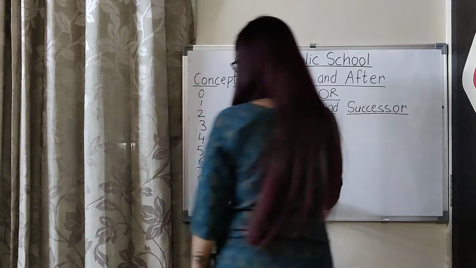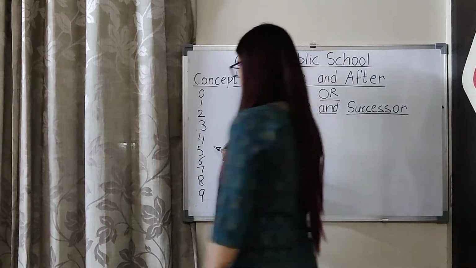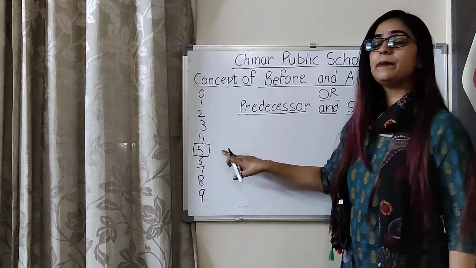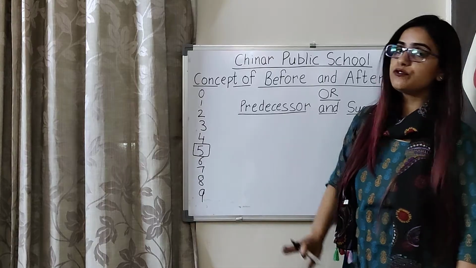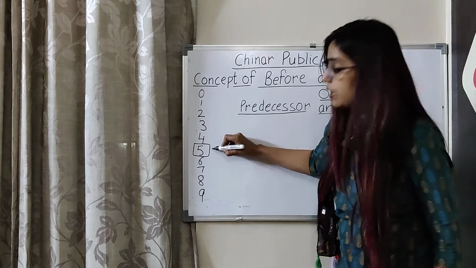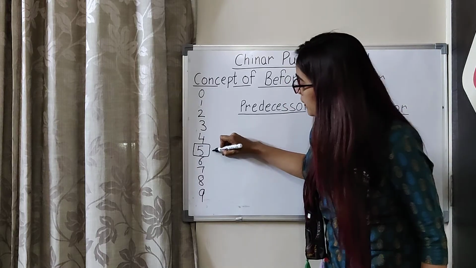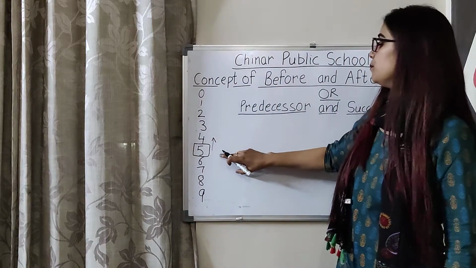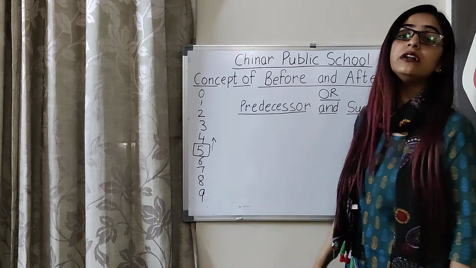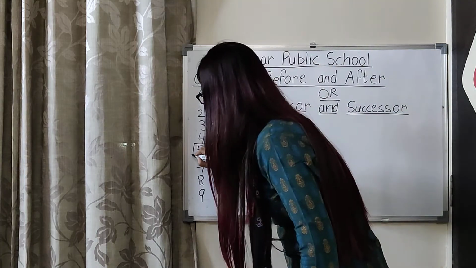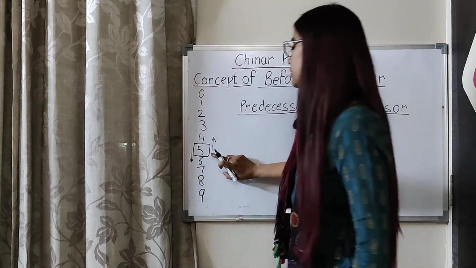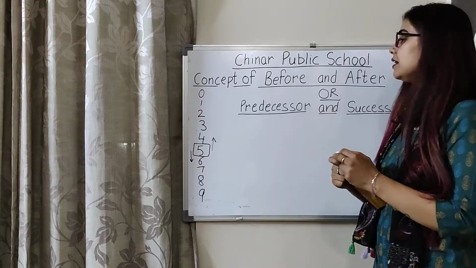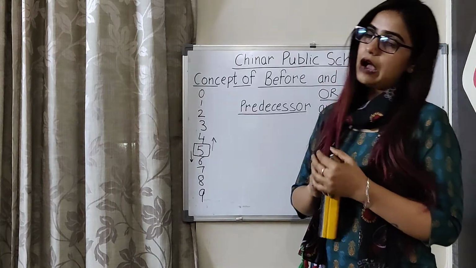So, if I ask what comes before 5? If I am saying before, that means we have to go backward, right? Before मतलब पहले. So 5 से पहले क्या आता है? It is 4, right? And what comes after 5? We have to move forward. So what comes after 5? 6. Am I right? So we all are clear with this thing. We all know the meaning of before and after.